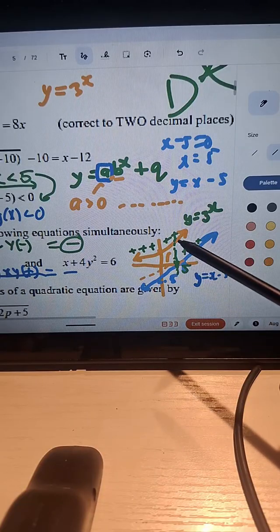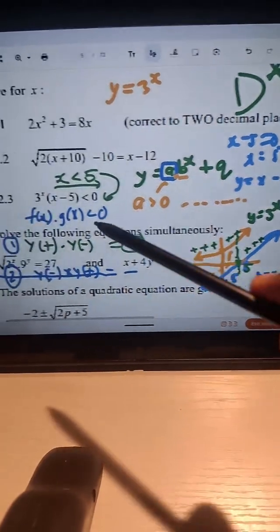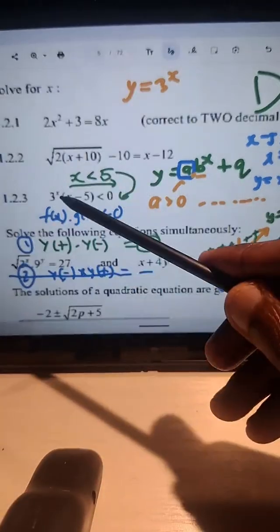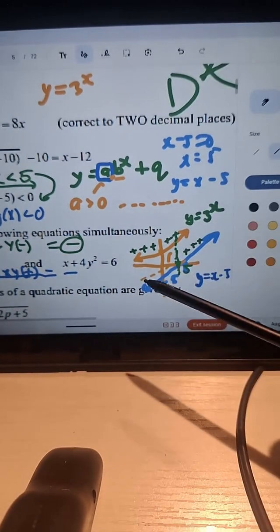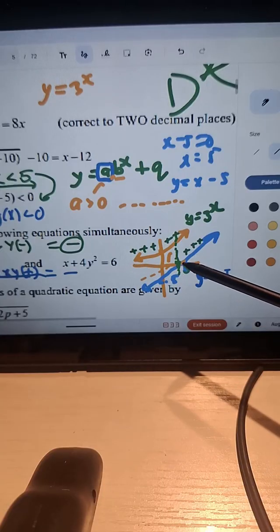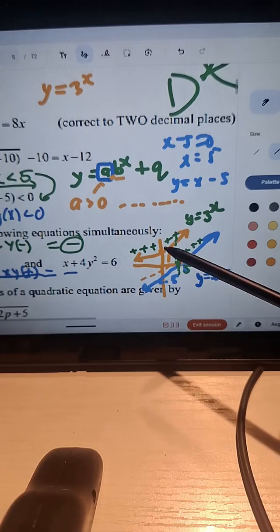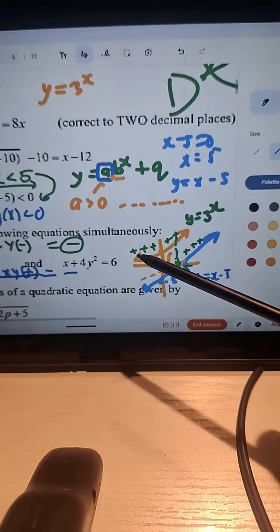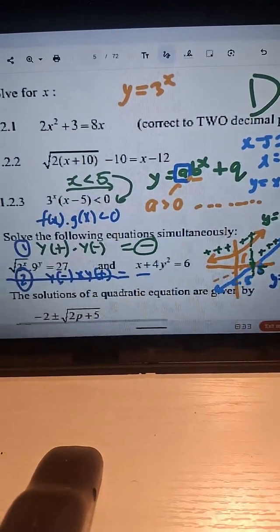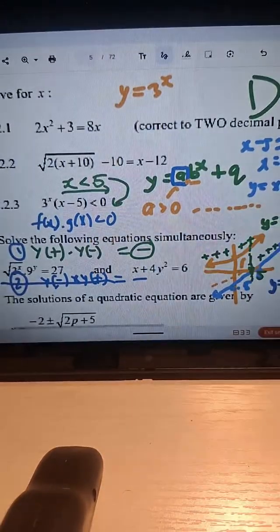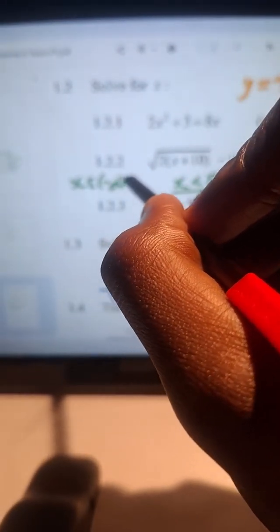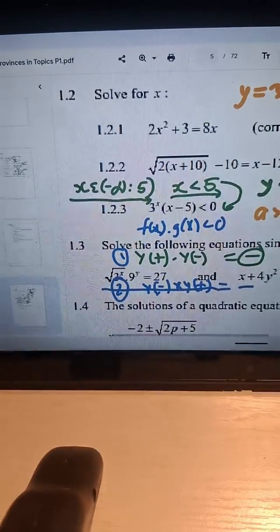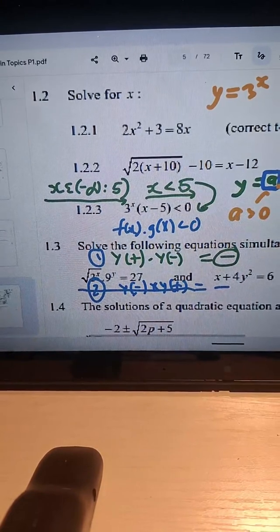Okay, so if I compare the two functions, where do we see this condition? The y of 3 to the power x is positive, whilst the y of g of x, which is x minus 5, is negative. You can see as I move here, he's positive, he's negative, he's positive, he's negative. It happens all the way. Hence, I'm saying when x is less than 5, or we could say x is an element of negative infinity to 5, open brackets. That is another way of writing the answer for 1.2.3.